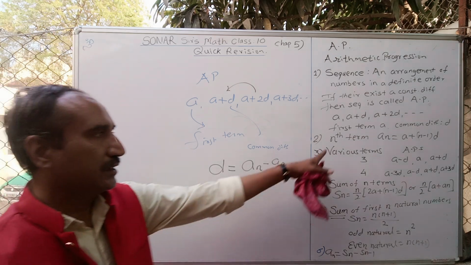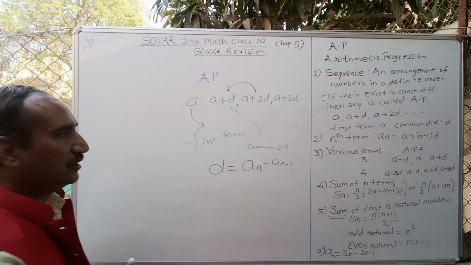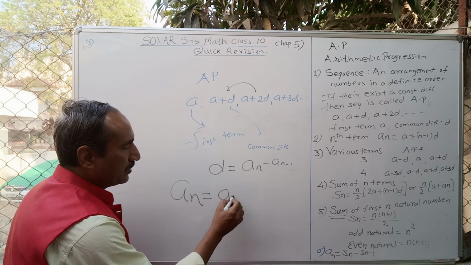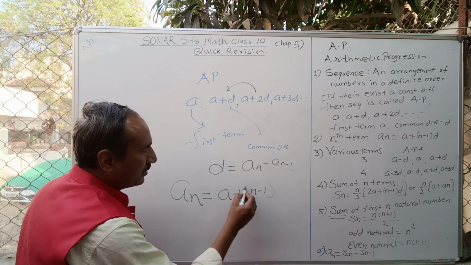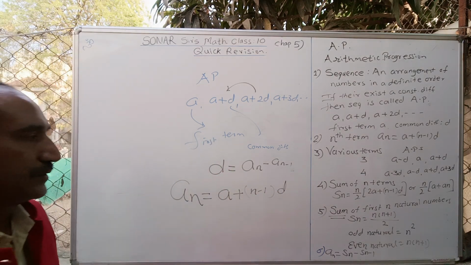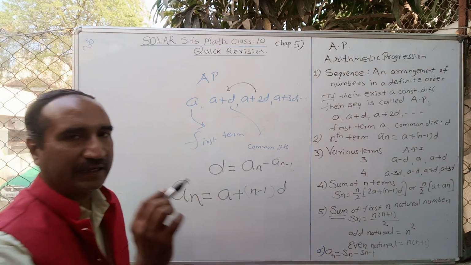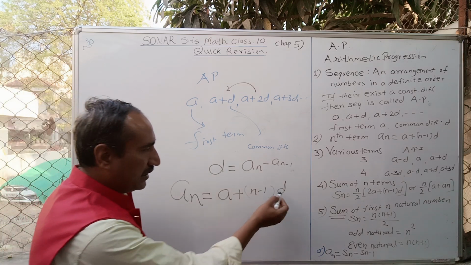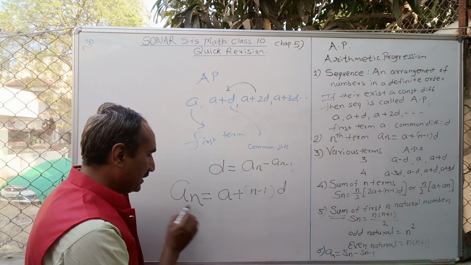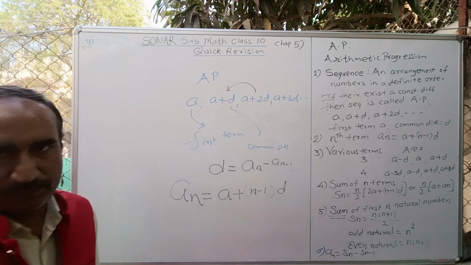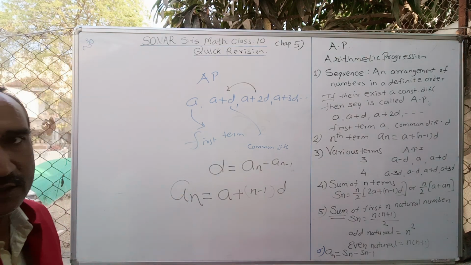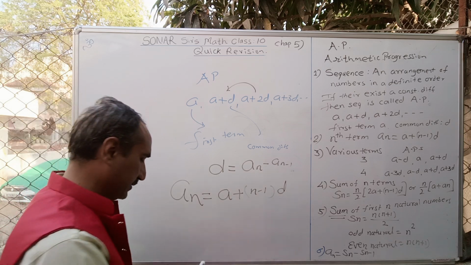Let's discuss the nth term. The nth term of an AP is given by an equals a plus (n minus 1) into d. n is a natural number. This is a very important term. n is a natural number, d is the common difference, a is the first term, and this is the last term of an AP. So it is denoted by an and we call it the nth term of an AP.